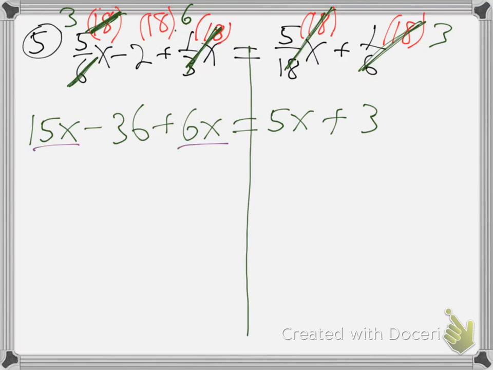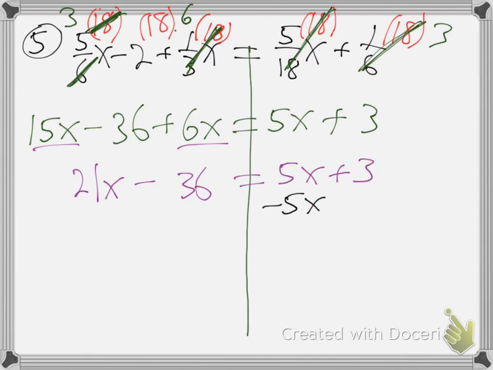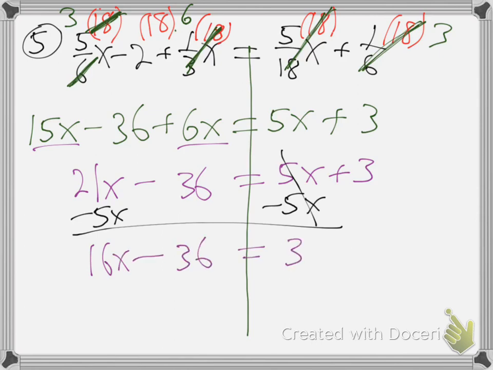So 15x and 6x. X is on the same side, just add and subtract, huh? Now we have x's on opposite sides. So what do we always do? Get rid of the lowest one. Subtract 5x from both sides. So what is that? 16x. And now we just get x alone, add 36.